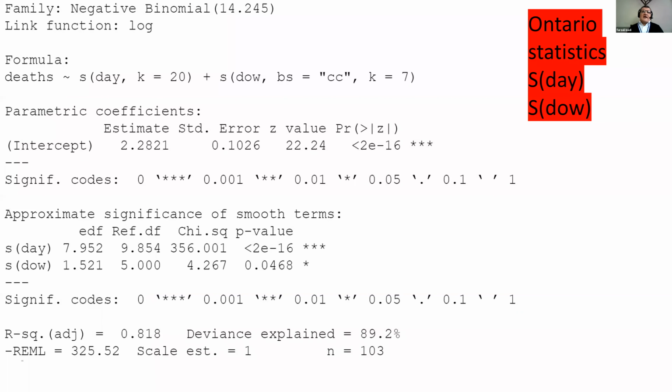For Ontario, day and day of the week, we have 3 star significance for the intercept, 3 star for day, and 1 star, which is 0.05 significant. And the R squared is 81%.